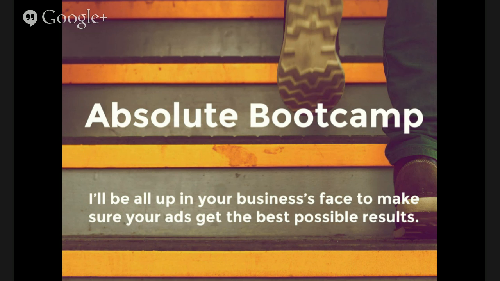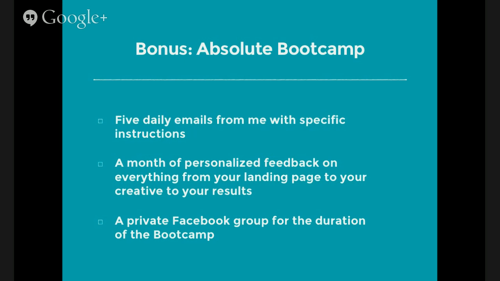Absolute Bootcamp is 30 days of you and me and the other boot campers getting down with your business, your ads, and your results. So here's how it works. For the first 5 days, you get 5 daily emails from me with very specific instructions. Today, you're going to identify what page you want to target, or what page you want to drive traffic to. Now you need to get your conversion tracking set up. Now you're going to write 2 sets of ad copy and create, I don't know how many images.